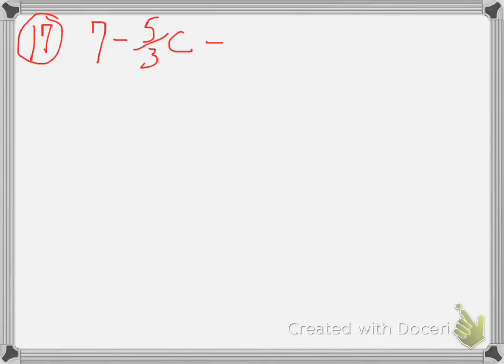c equals 22. In order to solve this one, I need to get the c by itself. I do the reverse of order of operations, so I need to get rid of my addition and subtraction first. So there's a 7, that's a positive, so I'm going to go minus 7 from both sides.